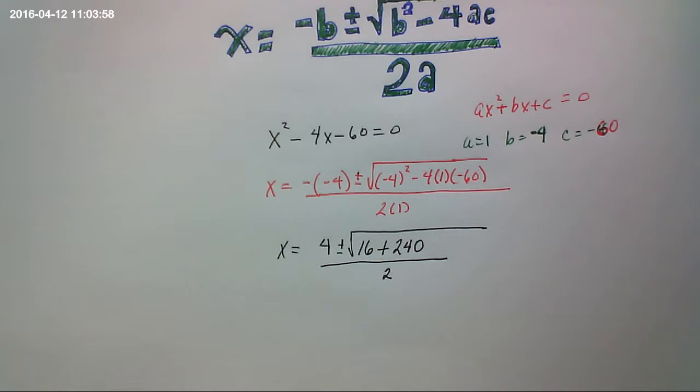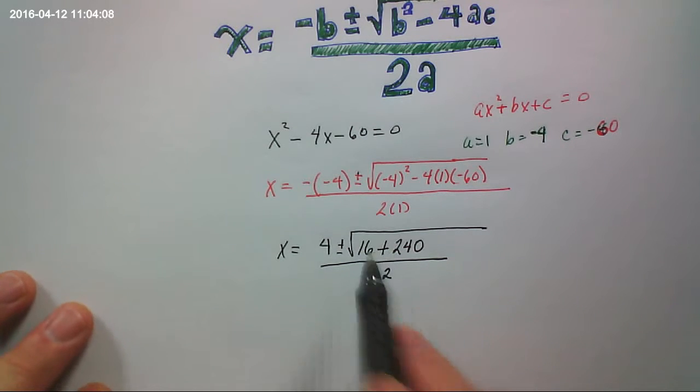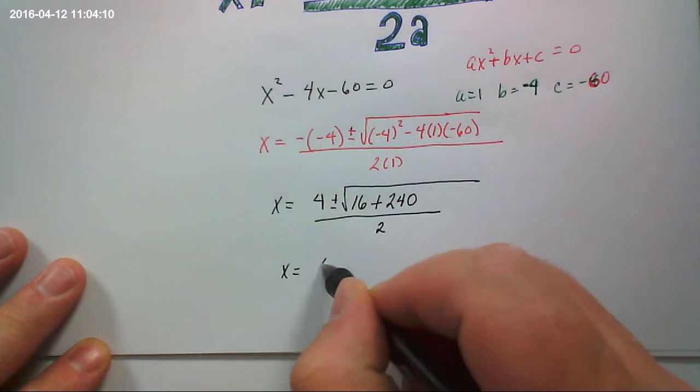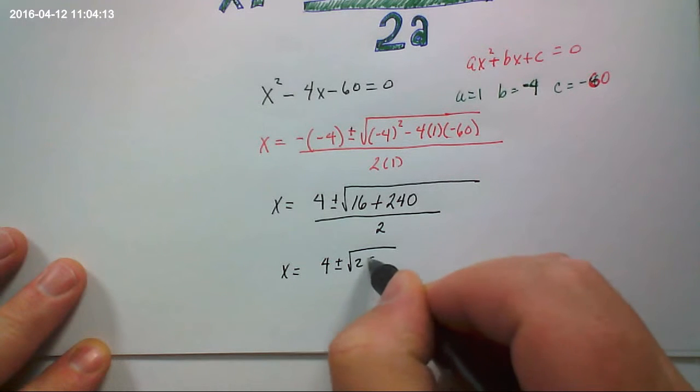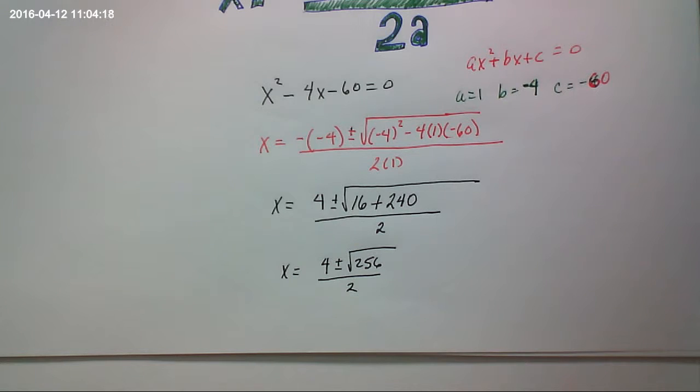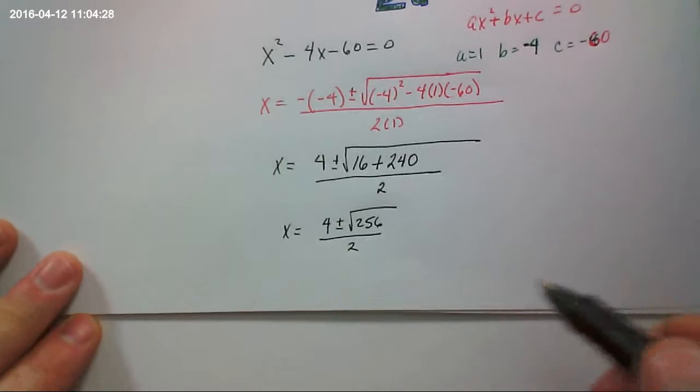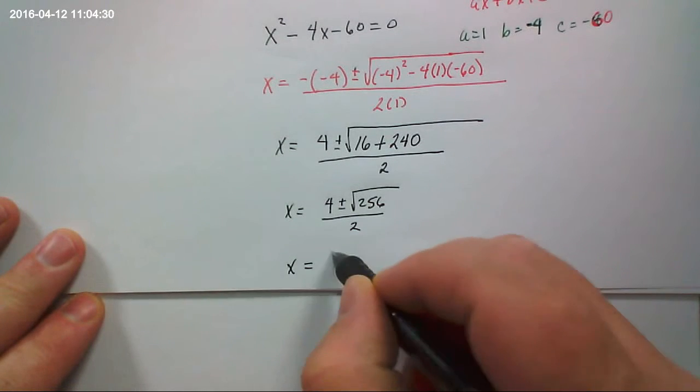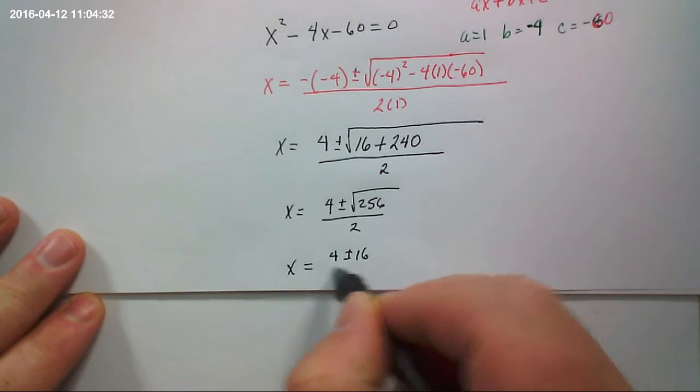Now don't get weirded out by big numbers. When you're using the quadratic formula, a lot of times they let you use a calculator anyway. So don't get freaked out by the big numbers. This is 256, right? I happen to remember that 256 is a perfect square. 16 times 16 is 256. If you didn't know that, you'd be using your calculator, so it's not a big deal. So what this really equals then is x equals 4 plus or minus 16 divided by 2.